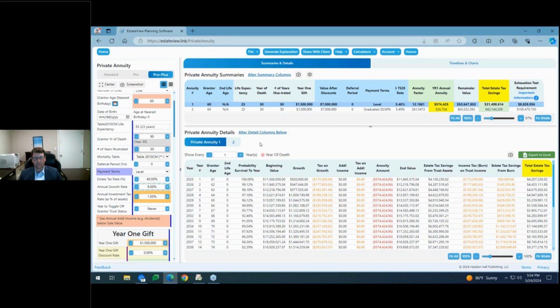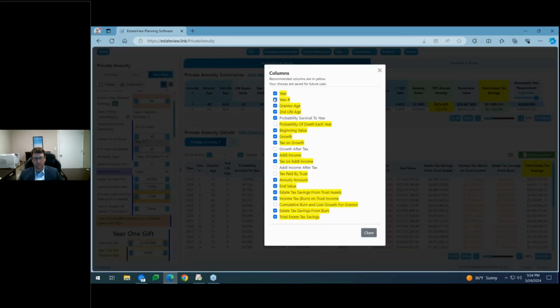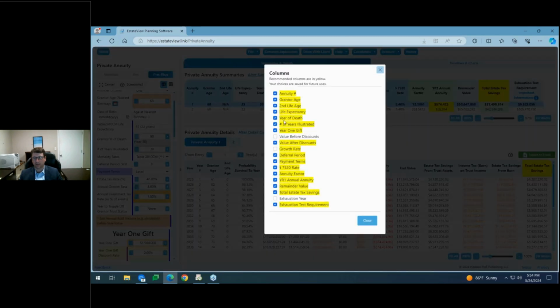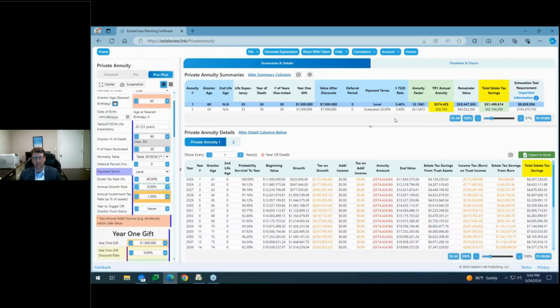We also have the ability to alter these columns. So if you want to remove anything or add anything, you can do that here by clicking on and off of the different options that you have. You can do the same thing at the top as well. Click on and off these different options if you don't want to show one thing or the other.